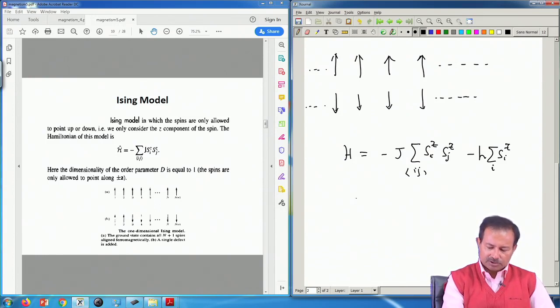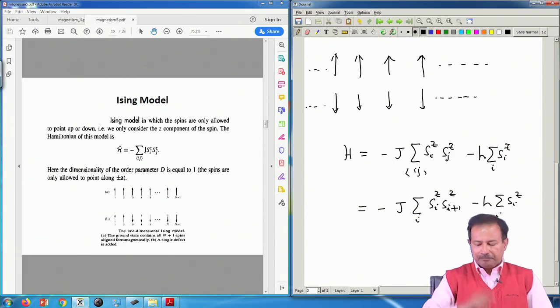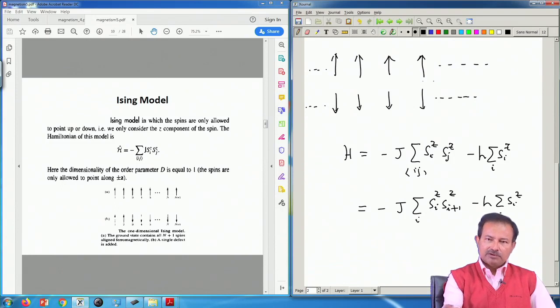So, the 1D Ising model is basically defined as minus J S_i S_{i+1} minus h S_i^z. Because in that case you only have one direction to consider, and this is a standard way of writing.